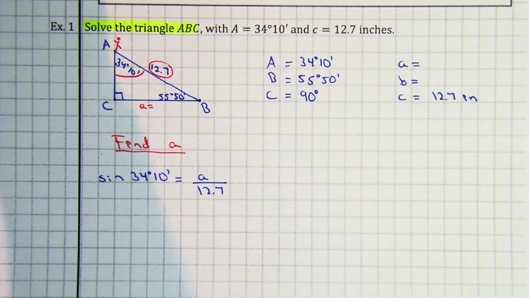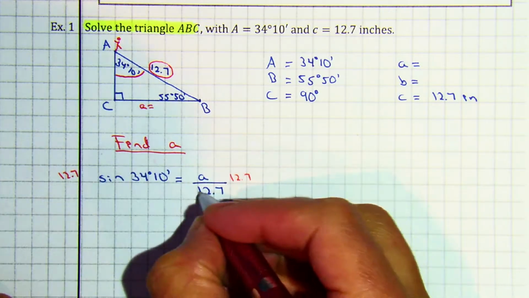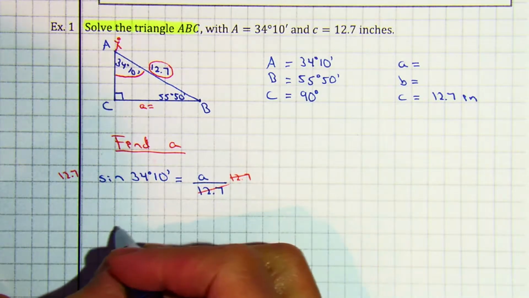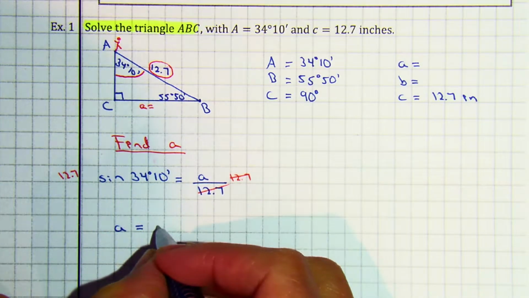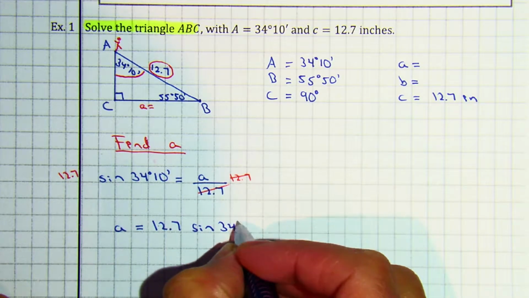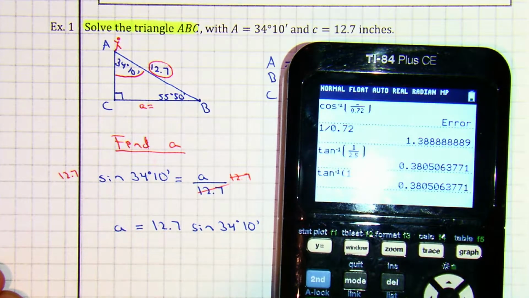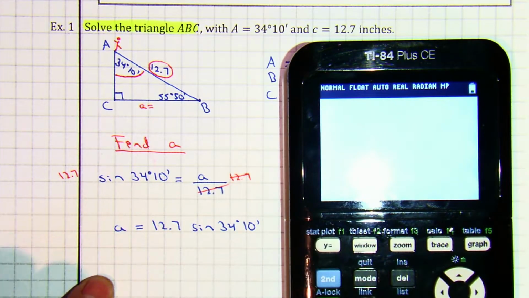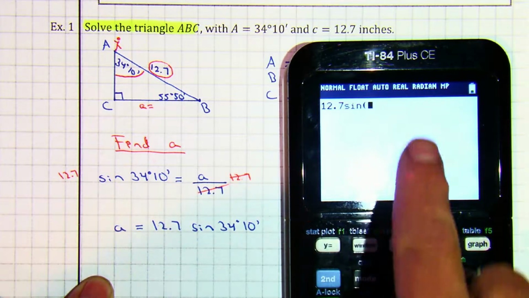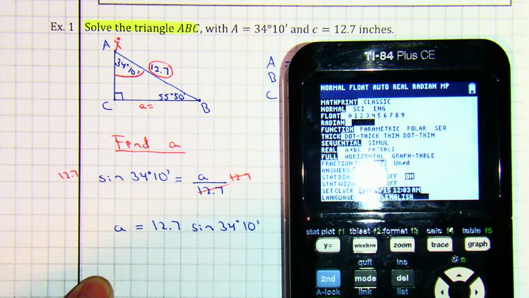Solve for A, see what you get, and then we can compare our answers. So I'll multiply both sides by 12.7. It cancels. So therefore A is equal to 12.7 times the sine of 34 degrees 10 minutes. And we're going to type that into the calculator. So 12.7 times the sine. Make sure that you have it on degrees. Right now I have it on radians, so I need to go into mode and change it to degrees.